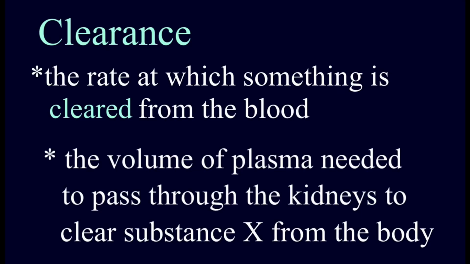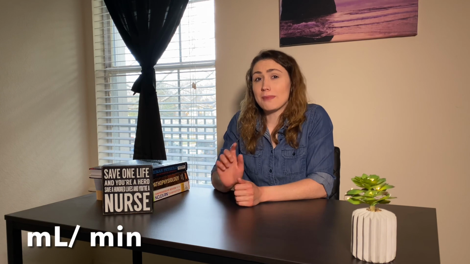And in order to assess kidney function through blood and urine samples, scientists use the concept of clearance. So clearance is the rate at which a substance vanishes from the blood. Another way to look at clearance is that it is the volume of plasma needed to pass through the kidneys in a certain time to clear that substance from the body. And clearance is measured in milliliters per minute. Didn't we see something else that was measured in milliliters per minute? GFR, right? That was measured in milliliters per minute.